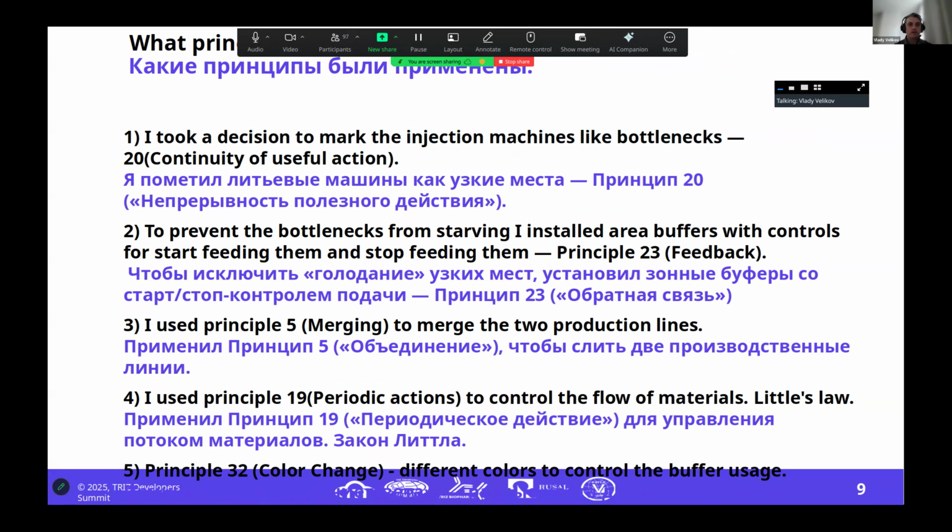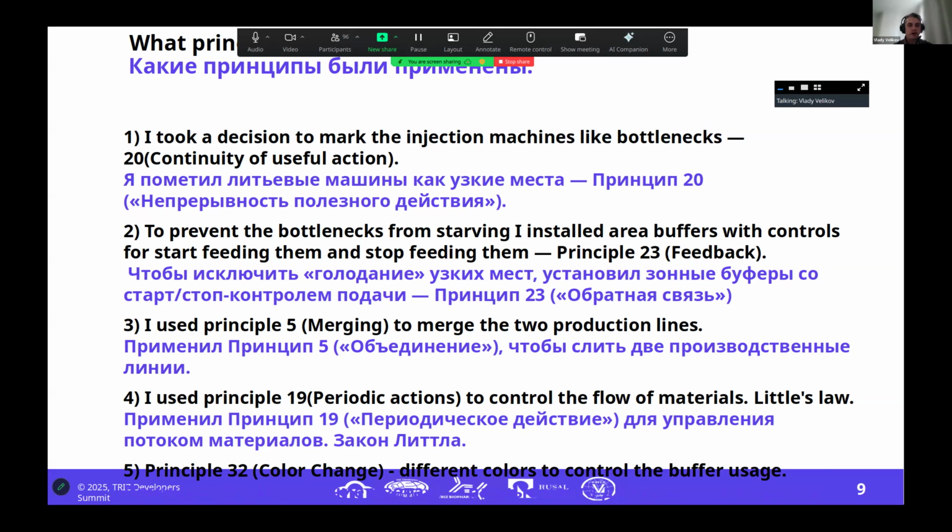Second, to prevent the bottlenecks from starving, I installed area buffers with controls to start feeding them and stop feeding them. This is principle 23, feedback. You will see it in the next slide.